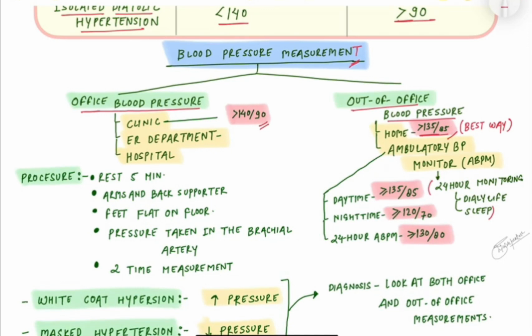The best method to assess hypertension is the ambulatory blood pressure monitor, which provides 24-hour monitoring including daily life and sleep. In ambulatory blood pressure, a daytime blood pressure of 135 by 85 or more is hypertension. At night time, a pressure of more than or equal to 120 by 70 is hypertension, and the 24-hour ambulatory blood pressure monitor, ABPM, is equal to or more than 130 by 80.